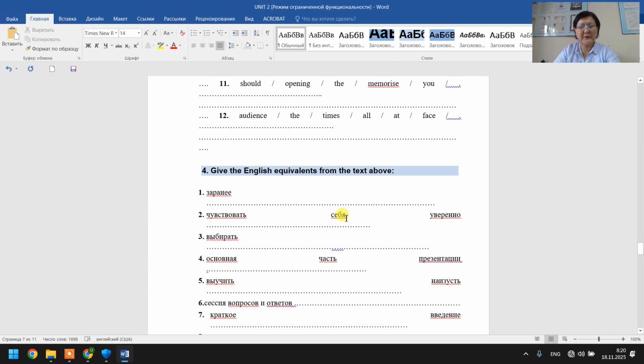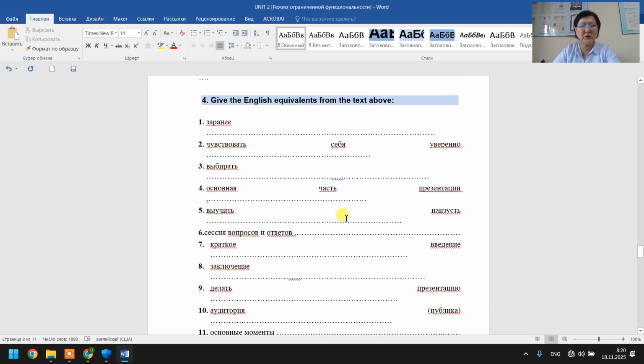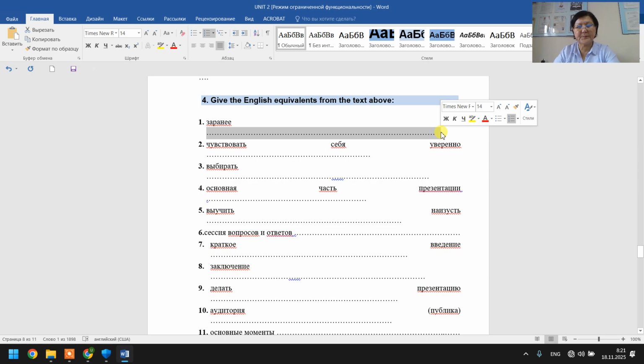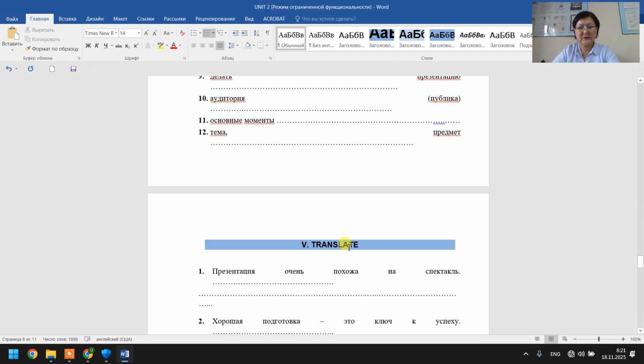Okay, now the next exercise which we're going to do: give the English equivalents from the text above. Okay, now you read the text at home, and all these words are given in the text. And I hope that you know the word "заранее". What is the English form of this word? Beforehand. Yes, beforehand. Okay, now the other ones we do by ourselves.